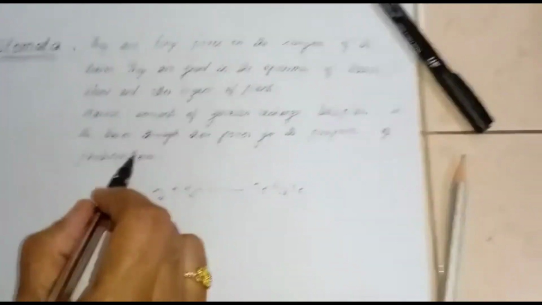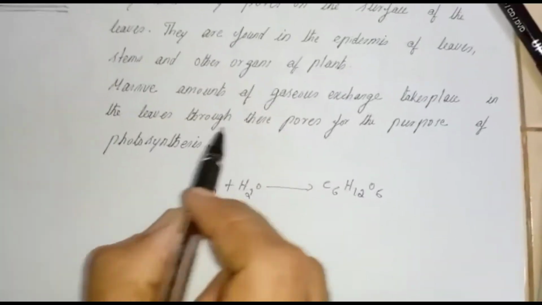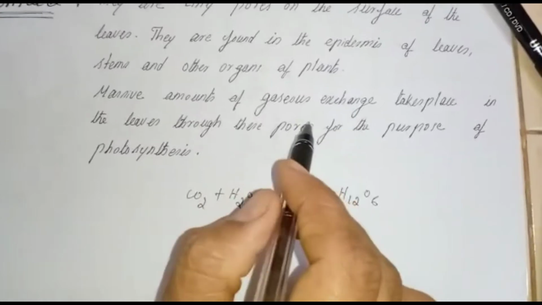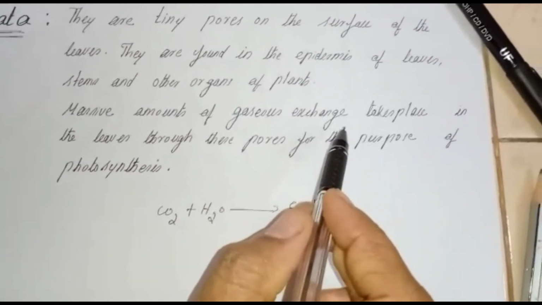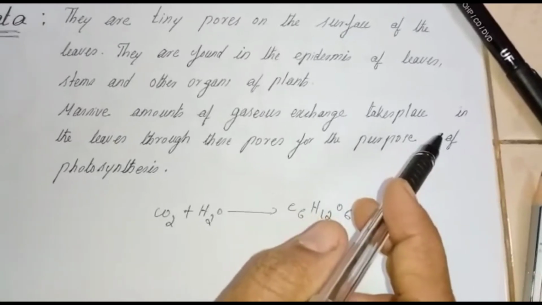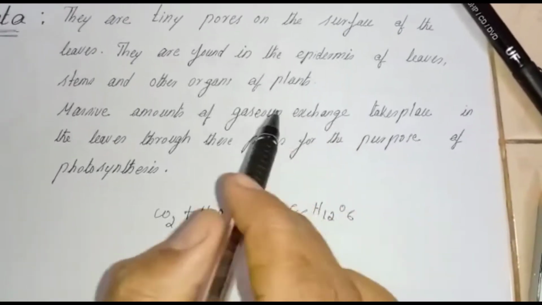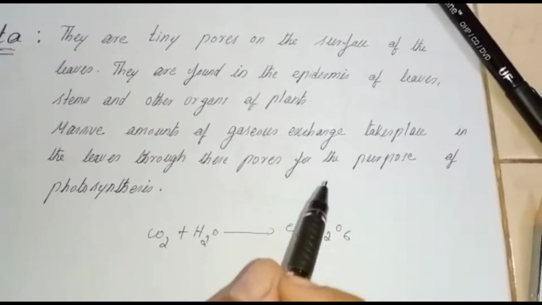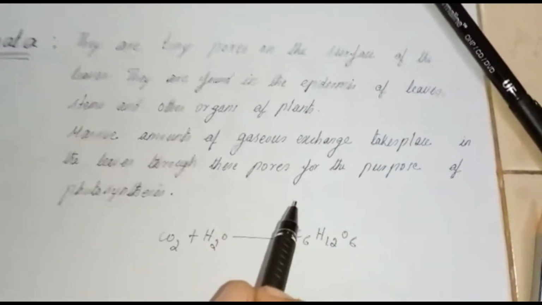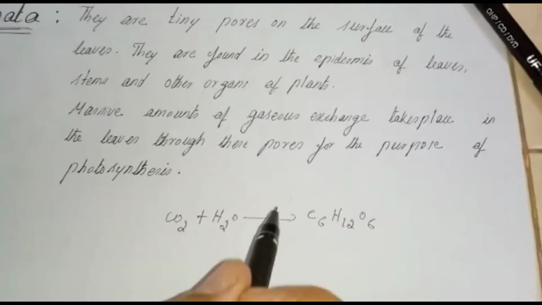So for photosynthesis, the plants need gas exchange. These gases are exchanged through the leaves, through the stomata. And a massive amount of gas exchange takes place in the leaves through these pores.